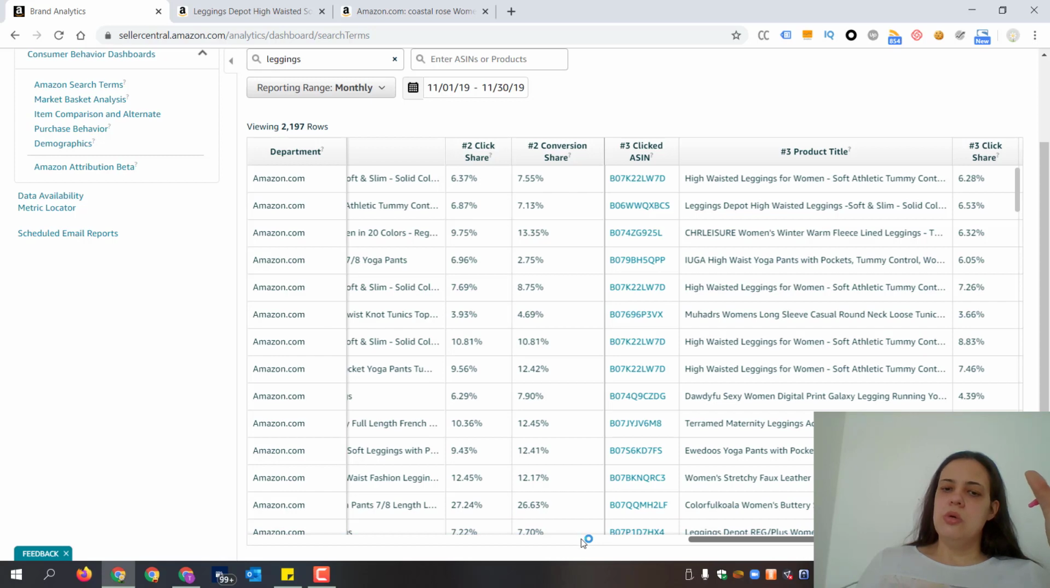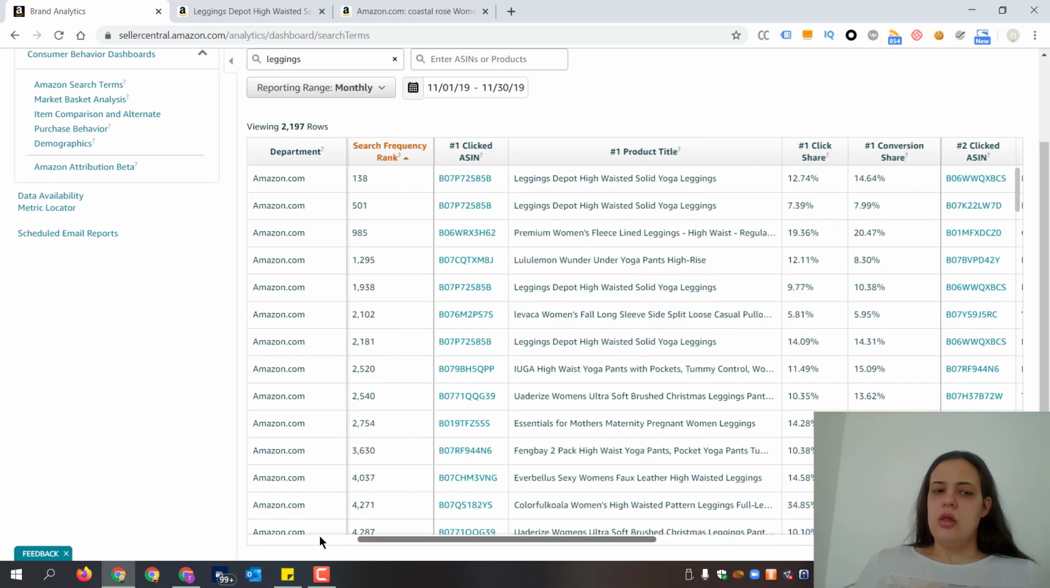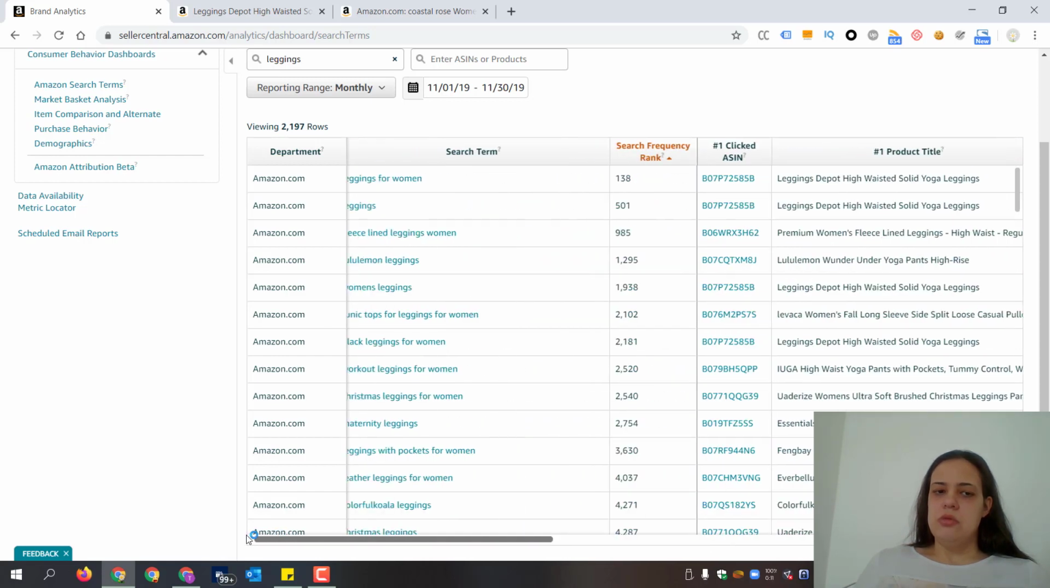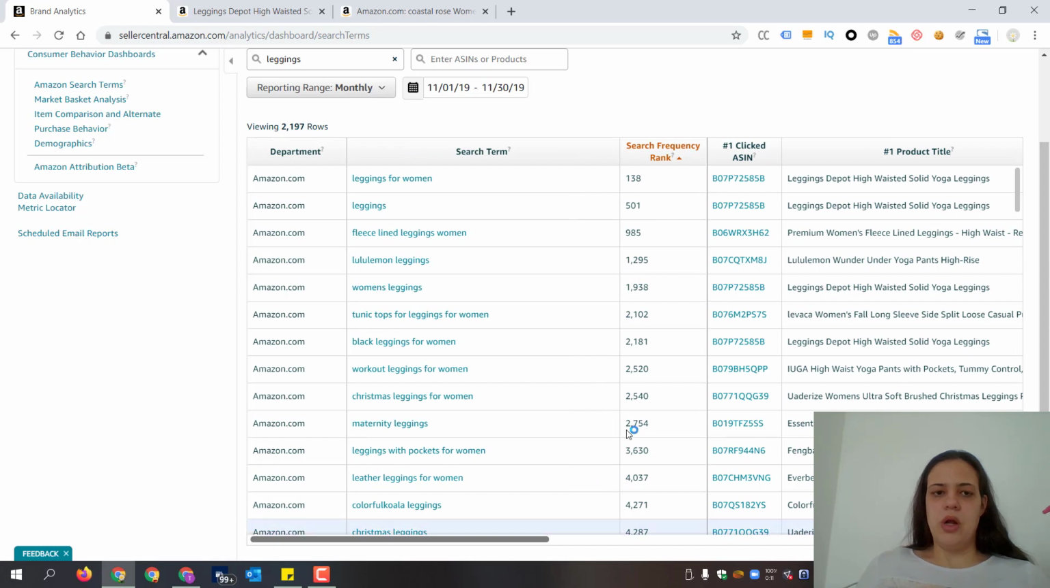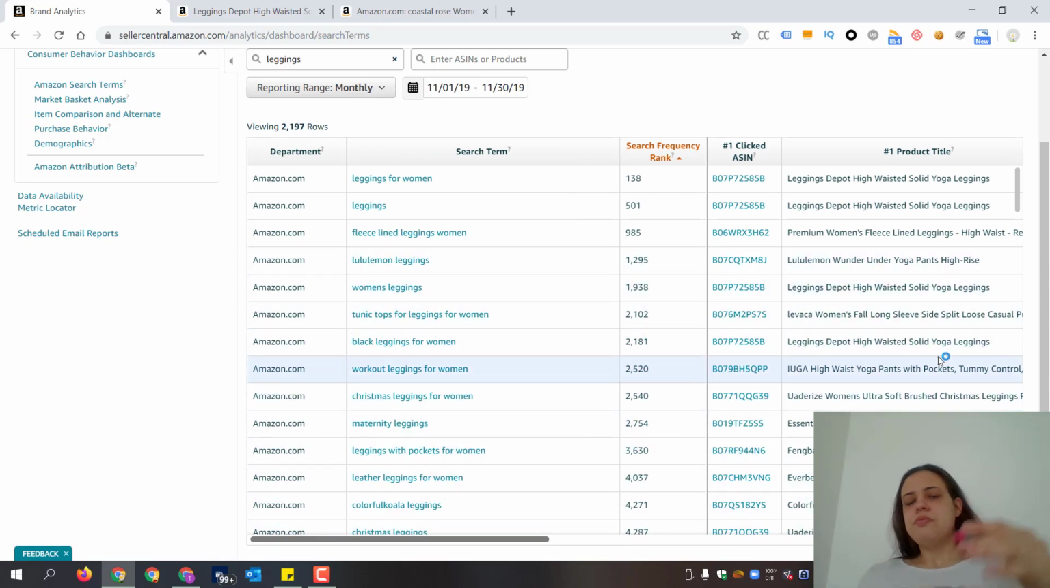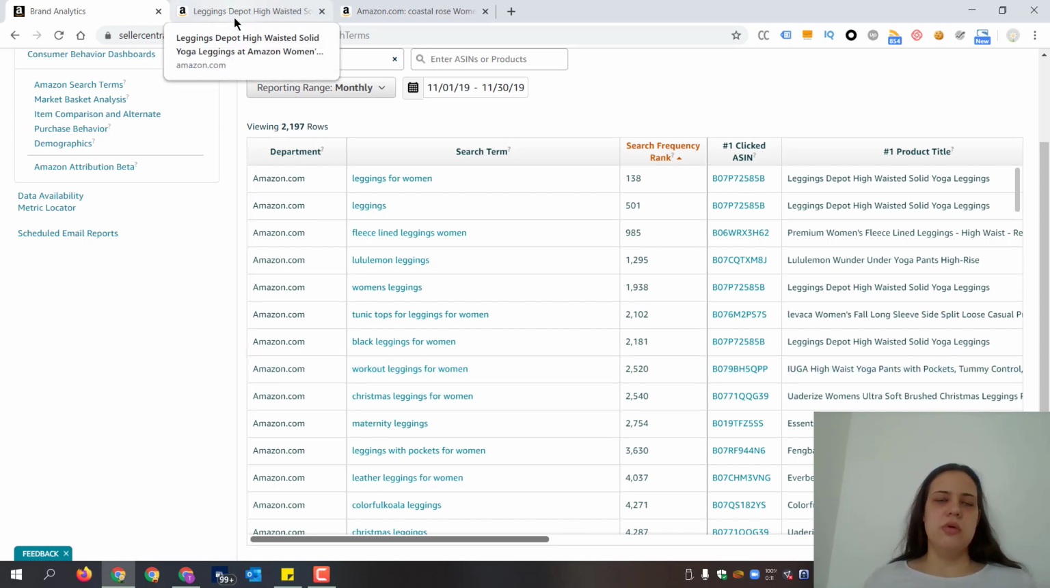They're basically showing you the top 3 products by number of clicks and by number of conversions that they received for a specific search term. So following that logic, you can see what the top 3 products are for each of these search terms. And that's how you learn. You go to their listings and see what their secret is, basically.